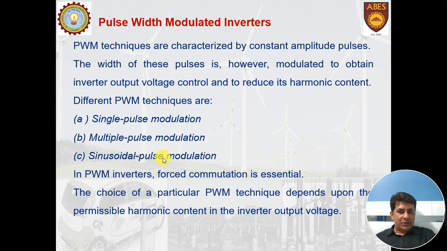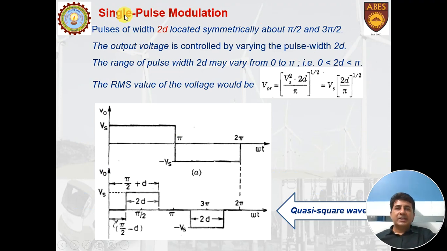These three will be different in terms of the harmonics that are contained in the output voltage. So let us see how we go for it. To understand this, let's first discuss the single pulse modulation. In single pulse modulation, this is the output pulse of the inverter. We will just play with the width of this pulse.